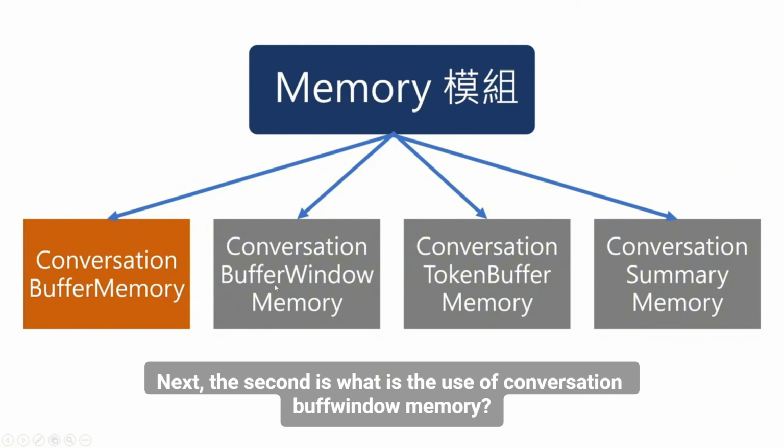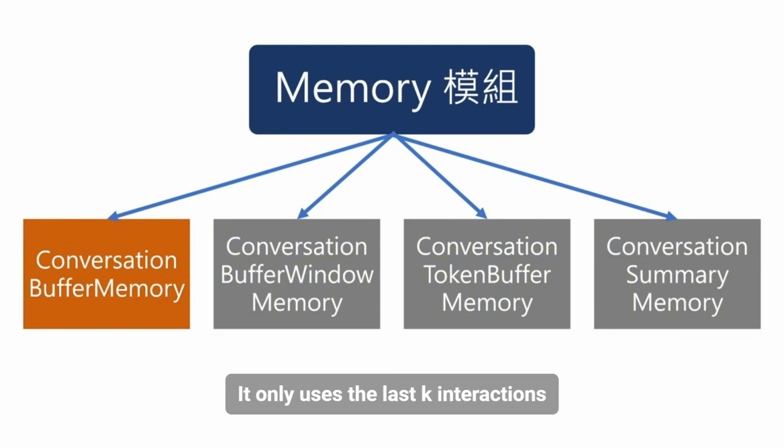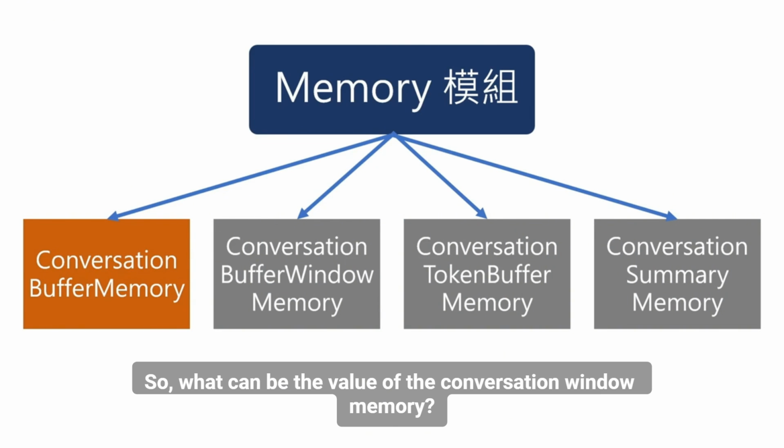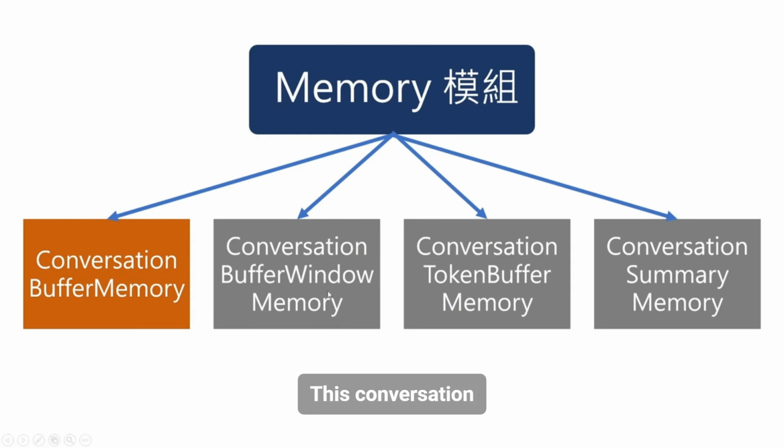The second is the conversation buffer window memory. The purpose of this is to maintain a list of interactions in our conversation. It only uses the last K interactions. So what can be the value of the conversation window memory? For example, with k equal to 2, it will only record the last 2 groups of conversation. Its purpose is like this.